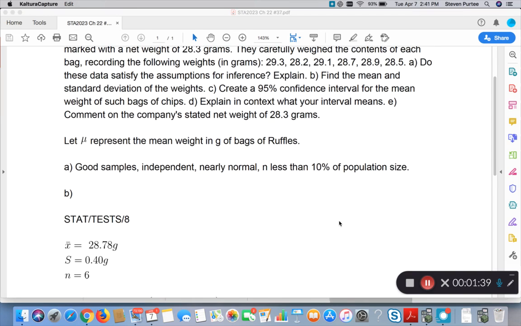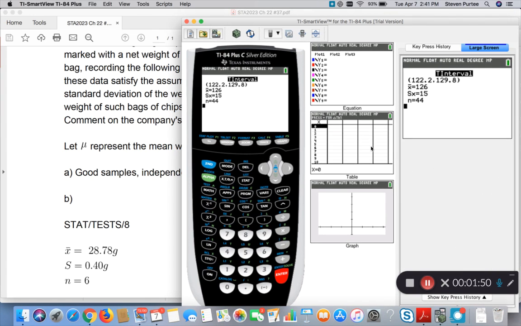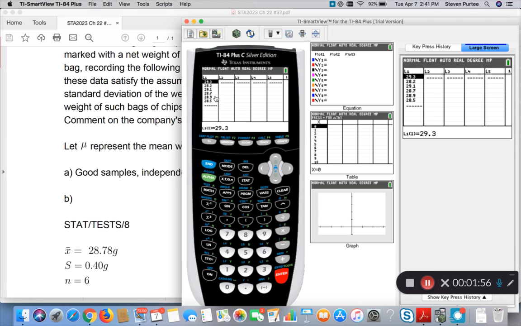Okay, then part B, we're going to actually create the confidence interval. So here they have given us the actual data. So we're going to have to go into the calculator, enter stat and edit, and enter in all of our data, which I've done here. So I've entered in all 60 pieces. So I have all the data already typed in here. You would want to do that on your own.